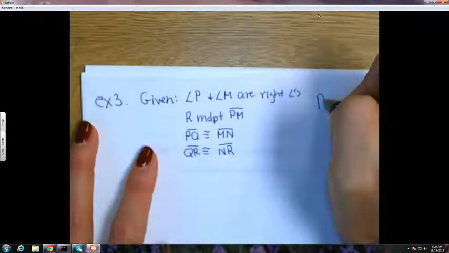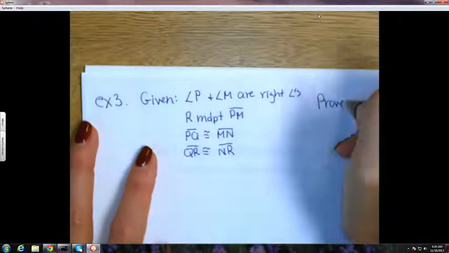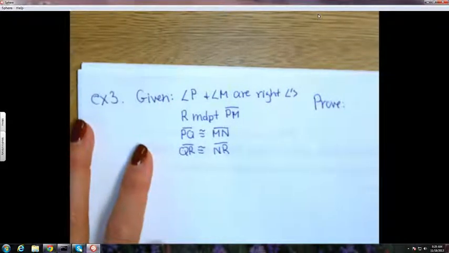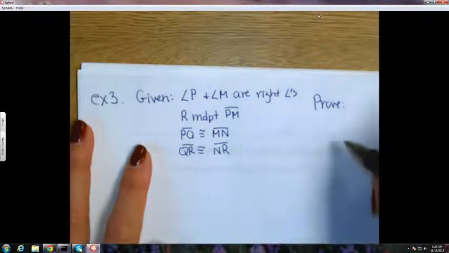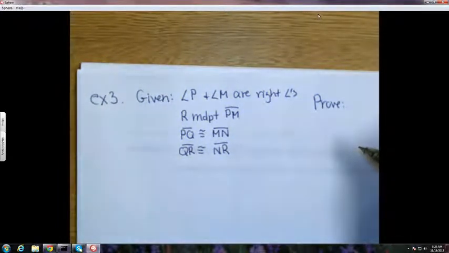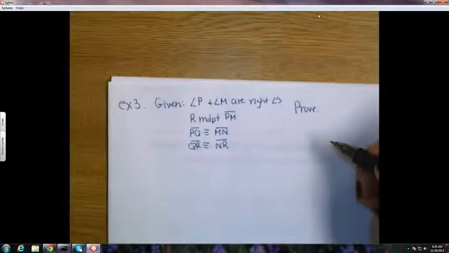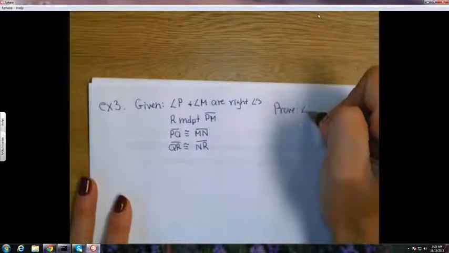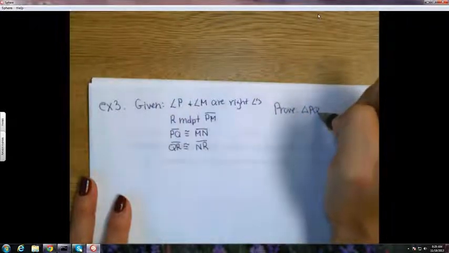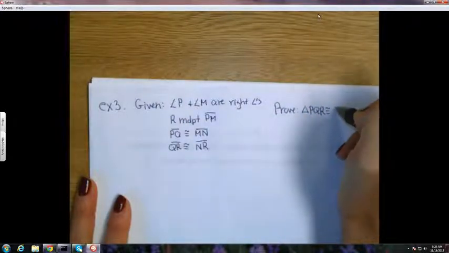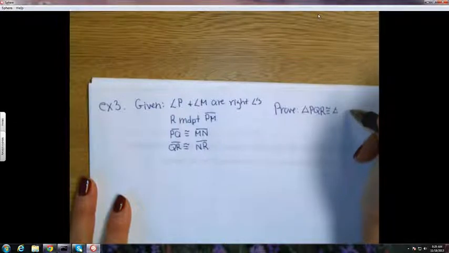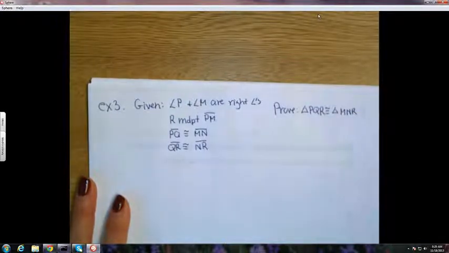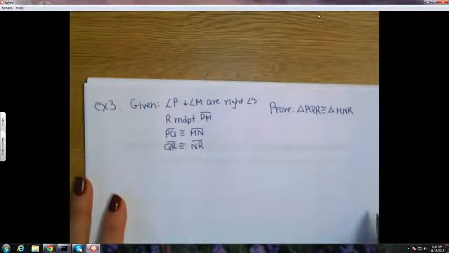Prove. I'll write it underneath here. I can zoom this back. Prove that triangle PQR is congruent to triangle MNR. And here's the picture.